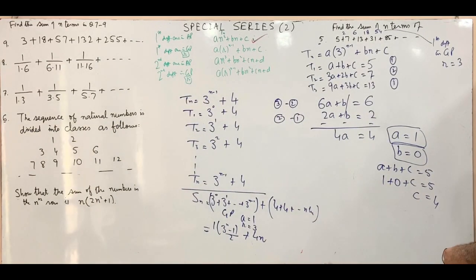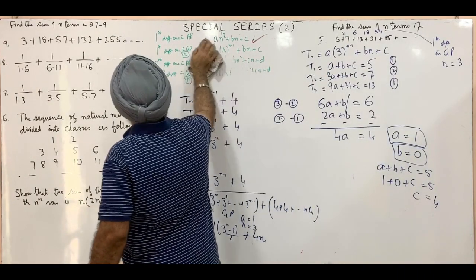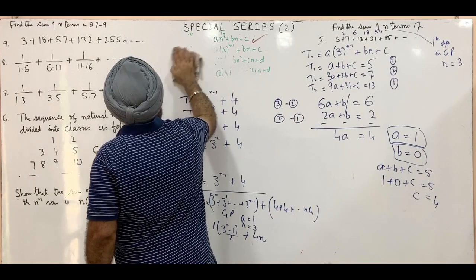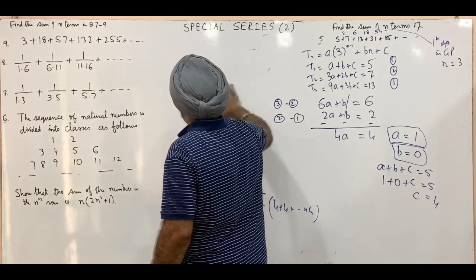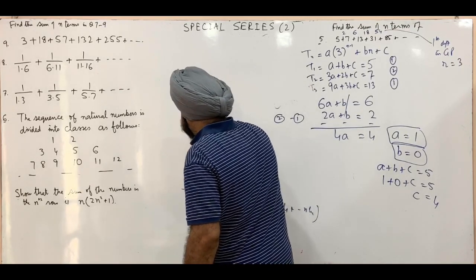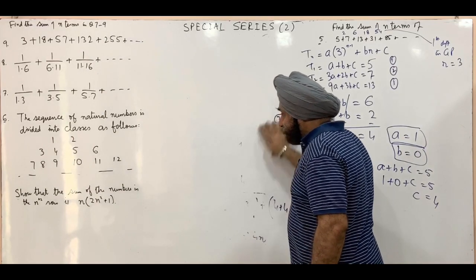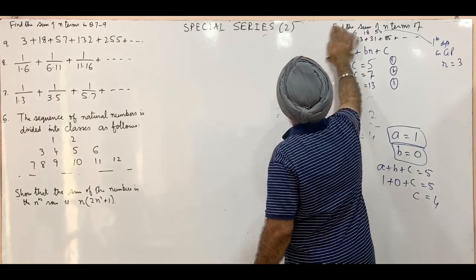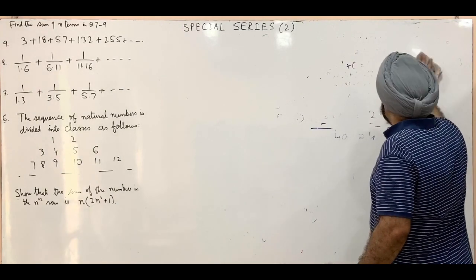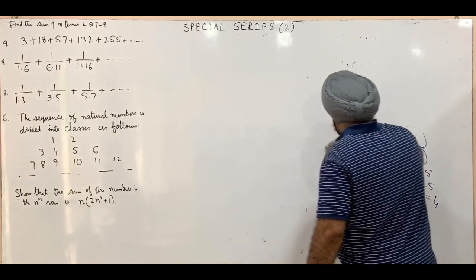The next one, we are given sequence of natural numbers is divided into classes as follows. In the first row, we have 2 numbers 1 and 2. Next there are 4 numbers 3, 4, 5 and 6. And in the third row we have 6 numbers 7, 8, 9, 10, 11 and 12. The question is, we have to show that sum of numbers in the nth row is n into 2n square plus 1.